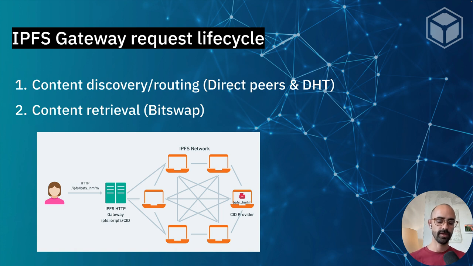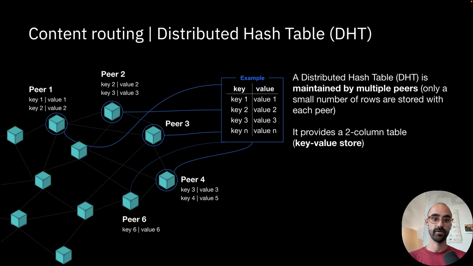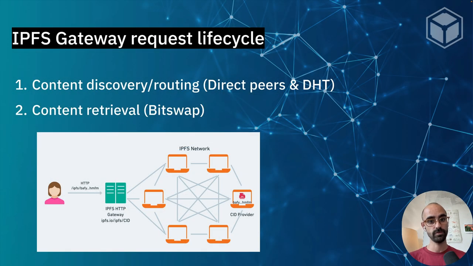This brings me to the IPFS gateway request lifecycle. So when you request a CID from an IPFS gateway, what the gateway does actually under the hood is a very similar thing to an IPFS check. And we can break it down into two steps. There's the content discovery or content routing part, in which it essentially interacts with the DHT and tries to find providers for the given CID. And then there's the second part, which is content retrieval. So once it found providers for a given CID, it will actually establish a connection and try to fetch the bytes for that CID.